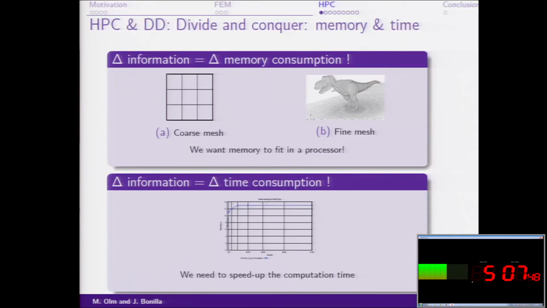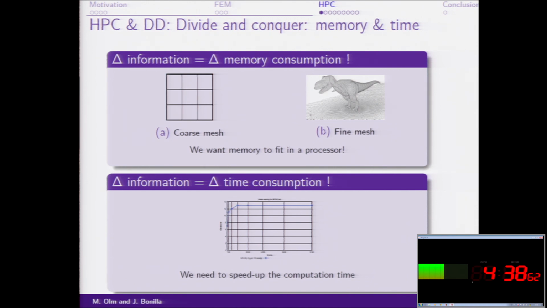So the main problems we face when we try to solve larger and larger systems are, first of all, the more information we have in the system, the more memory consumption we will have on the computer, and the memory in computers is not unlimited. So at some point it will break because it does not fit in the computer. And the other part that increases with the size of the problem is the time consumption, as we have seen by Jesús.